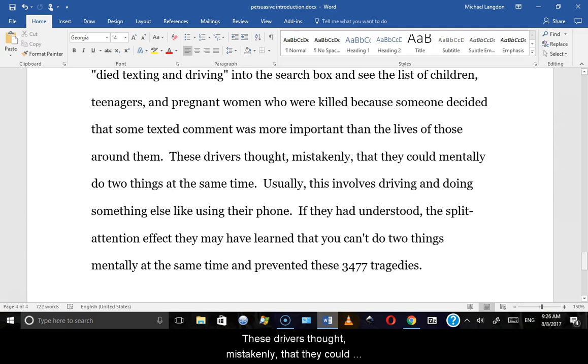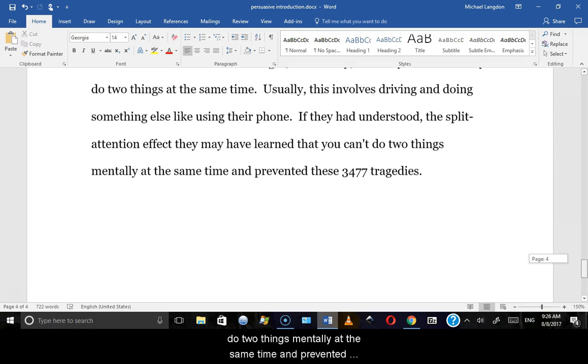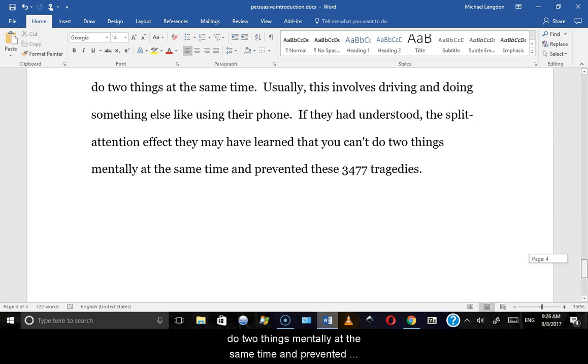These drivers thought, mistakenly, that they could mentally do two things at the same time. Usually this involves driving and doing something else, like using their phone. If they had understood the split attention effect, they may have learned that you can't do two things mentally at the same time and prevented these 3,477 tragedies.